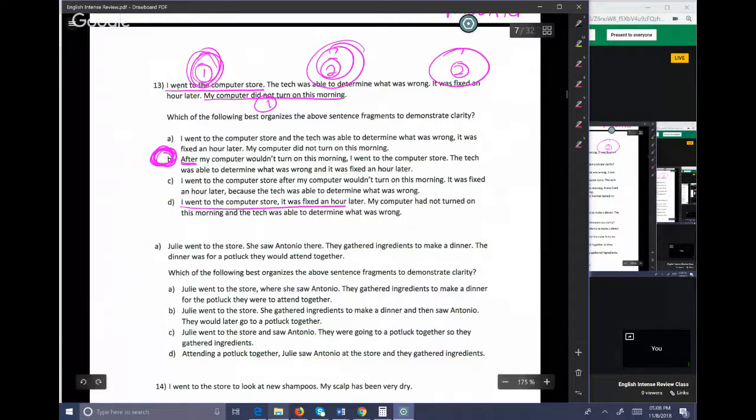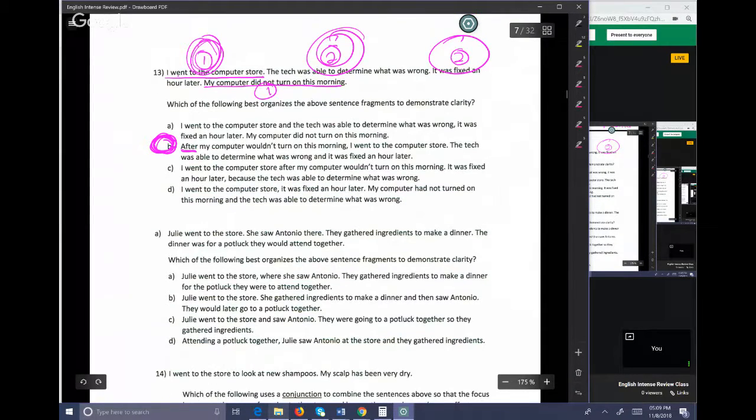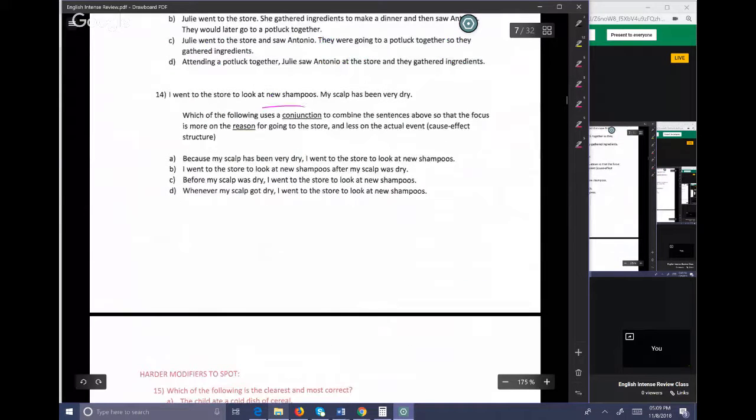D very much puts the 1s with the 2's and makes a huge mess out of that. I went to the computer store. It was fixed an hour later. We don't even have something that it is describing yet. My computer had not turned on this morning. The tech was able to determine what was wrong. You can't mention the tech until you mention the store, and they have to be mentioned together. So D is a huge mess. I will leave the rest of those combining ones for you guys. I will point out here, this one wants you to use a conjunction to combine them, and it wants a particular result from that, which is for the focus to be on the reason for going to the store.